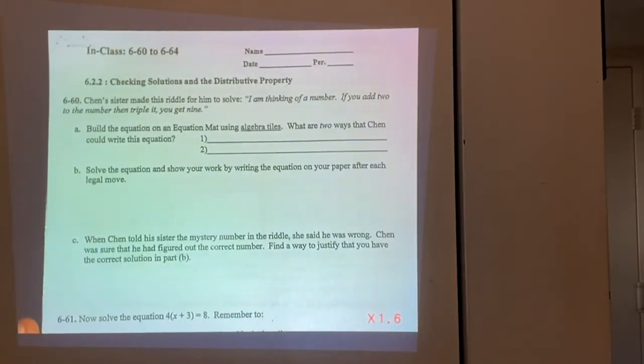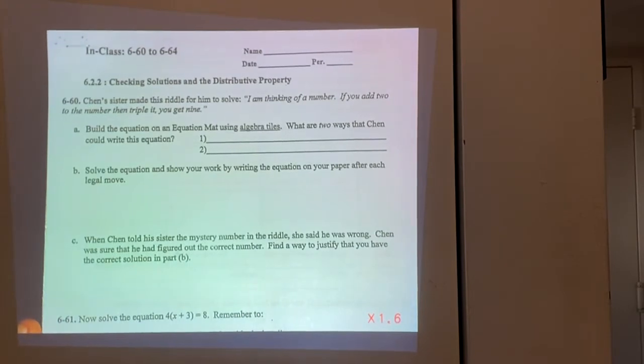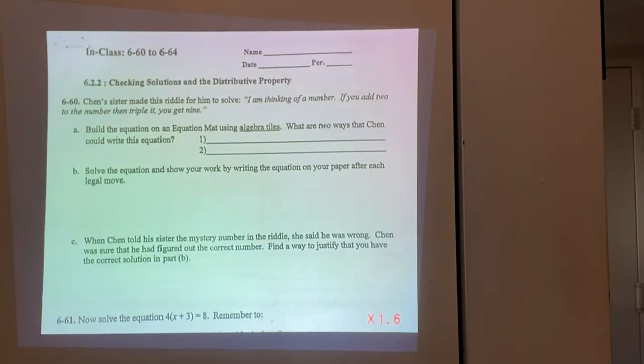So in class 6-60 to 6-64. Lesson 622, Checking Solutions and the Distributive Property. Alright, question 60. Chan's sister made this riddle for him to solve. I'm thinking of a number. If you add 2 to the number, then triple it, you get 9.